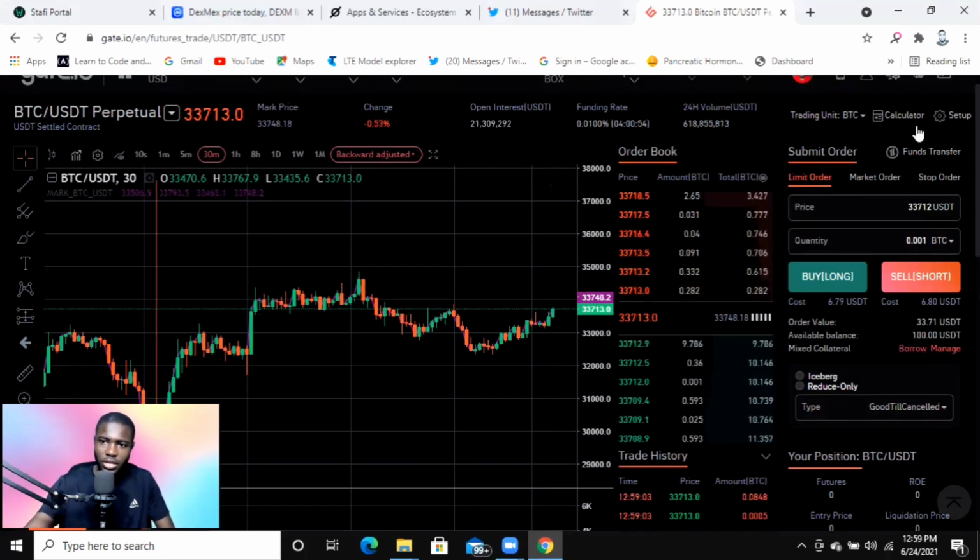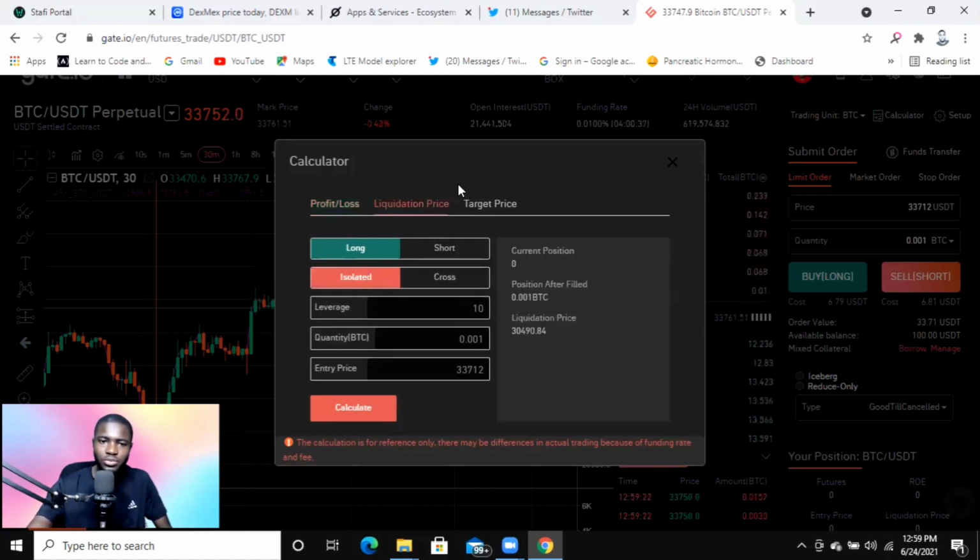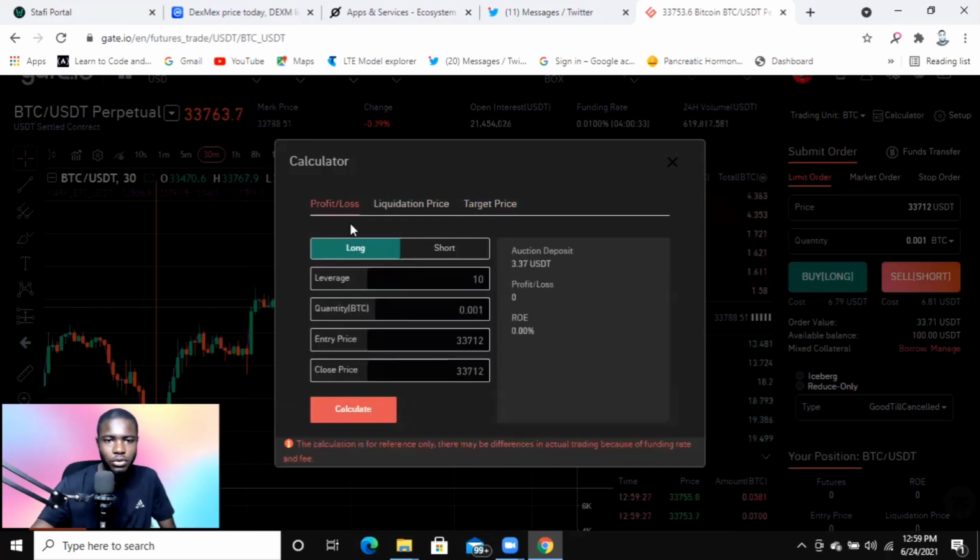But before I do that, I would like to analyze the calculator because it's always going to guide me to make trading decisions right now. So I'll click on the calculator, and when you click on calculator, you can see that you can use the calculator to calculate either your profit and loss, your liquidation price, which is very, very important, and target price. So I'm going to start from profit and loss basically. What this means is it allows you to calculate and show you an estimation of what you might want to do.